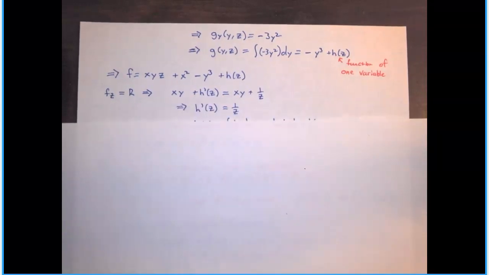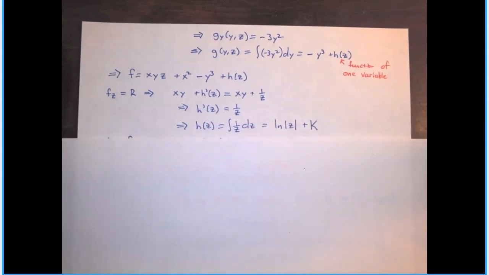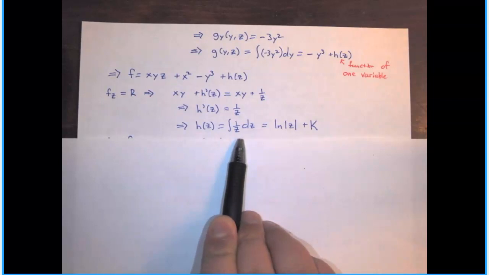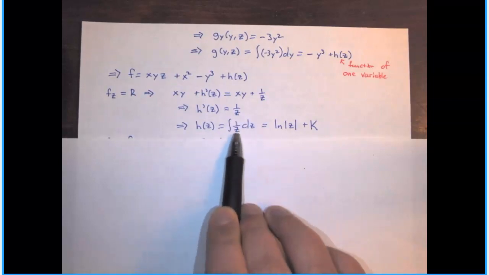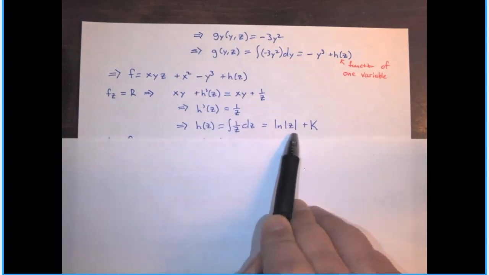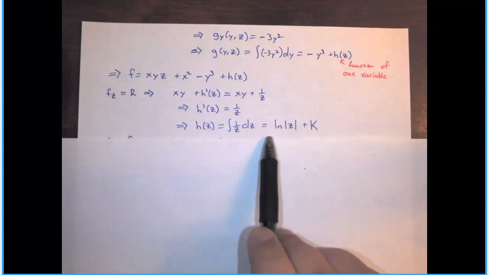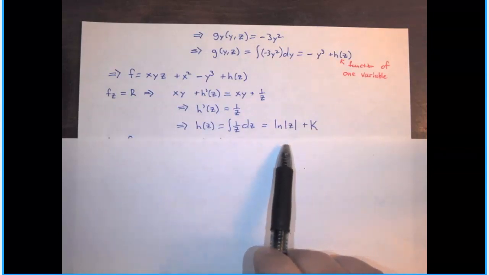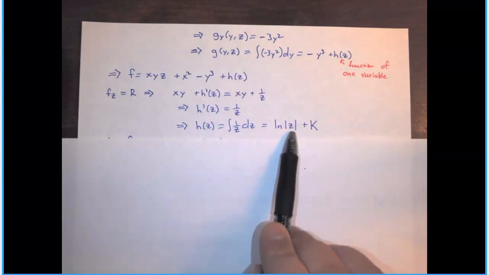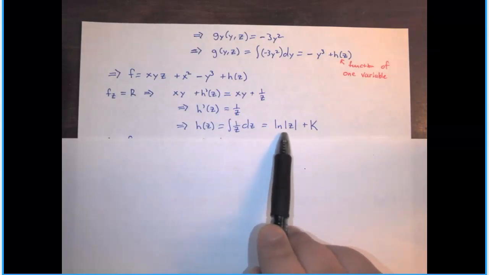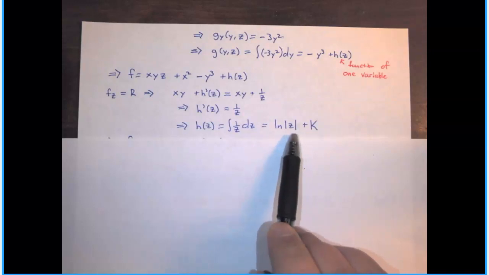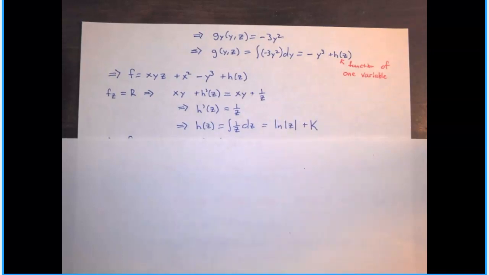Now I solve for this h function. H prime equals 1 over z. I integrate with respect to z to recover h. If I integrate 1 over z, I get the natural log of the absolute value of z plus k. Now, since my region where I'm looking is above the xy plane, all of these z's are going to be positive anyway, so I don't really need these absolute values. But it's just best practice to put those.